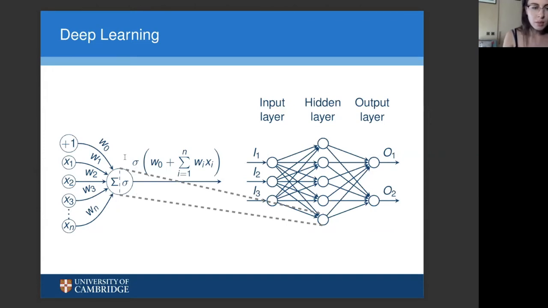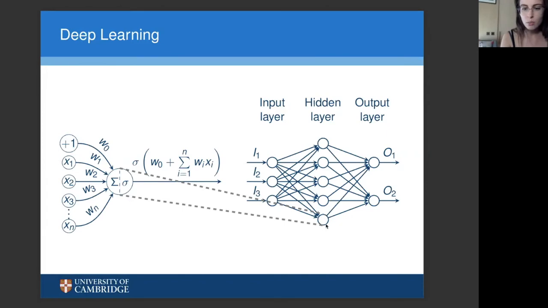And then we apply this nonlinearity sigma, which can be a wide range of functions. And that's important because the nonlinear aspect allows us to model more complex functions. And if each neuron is doing this in the hidden layer, each one could be doing a different thing.